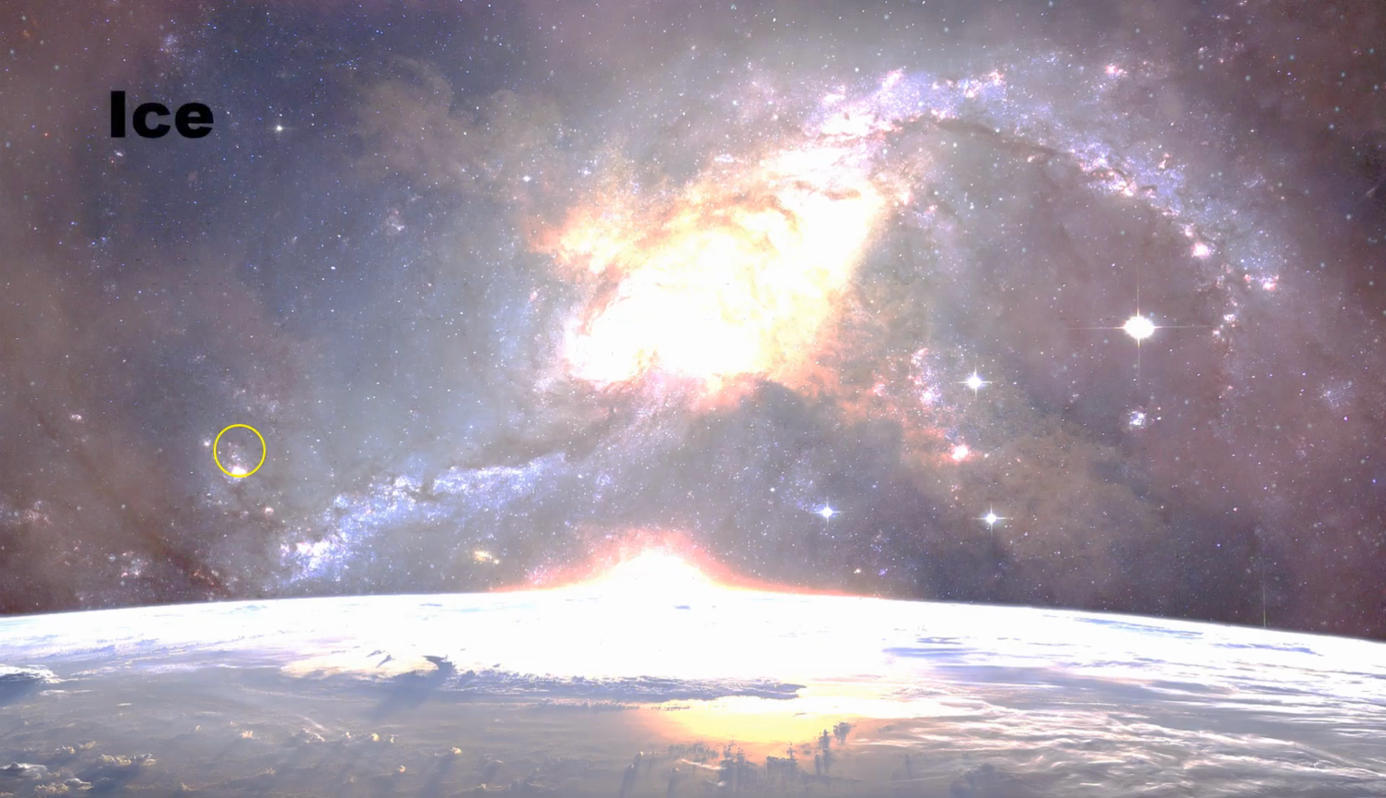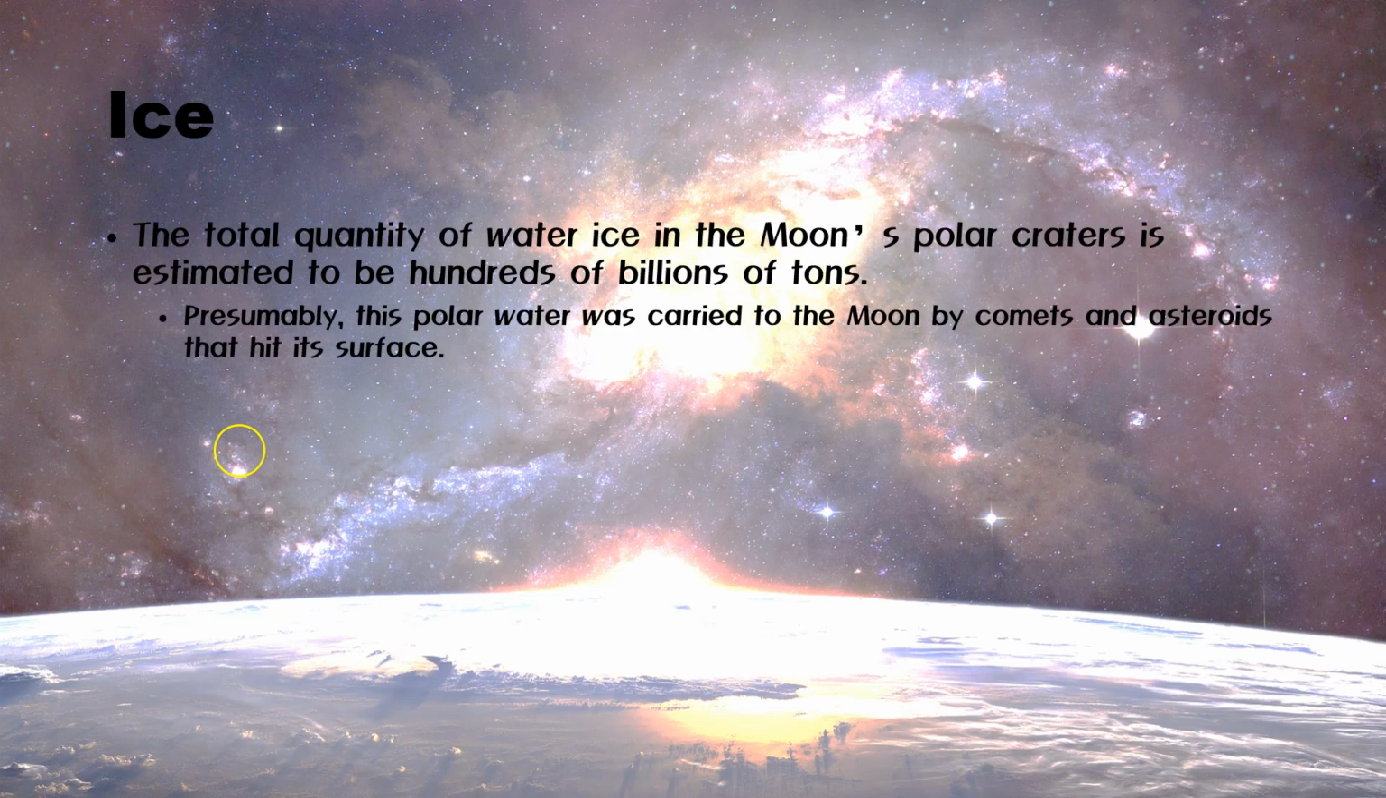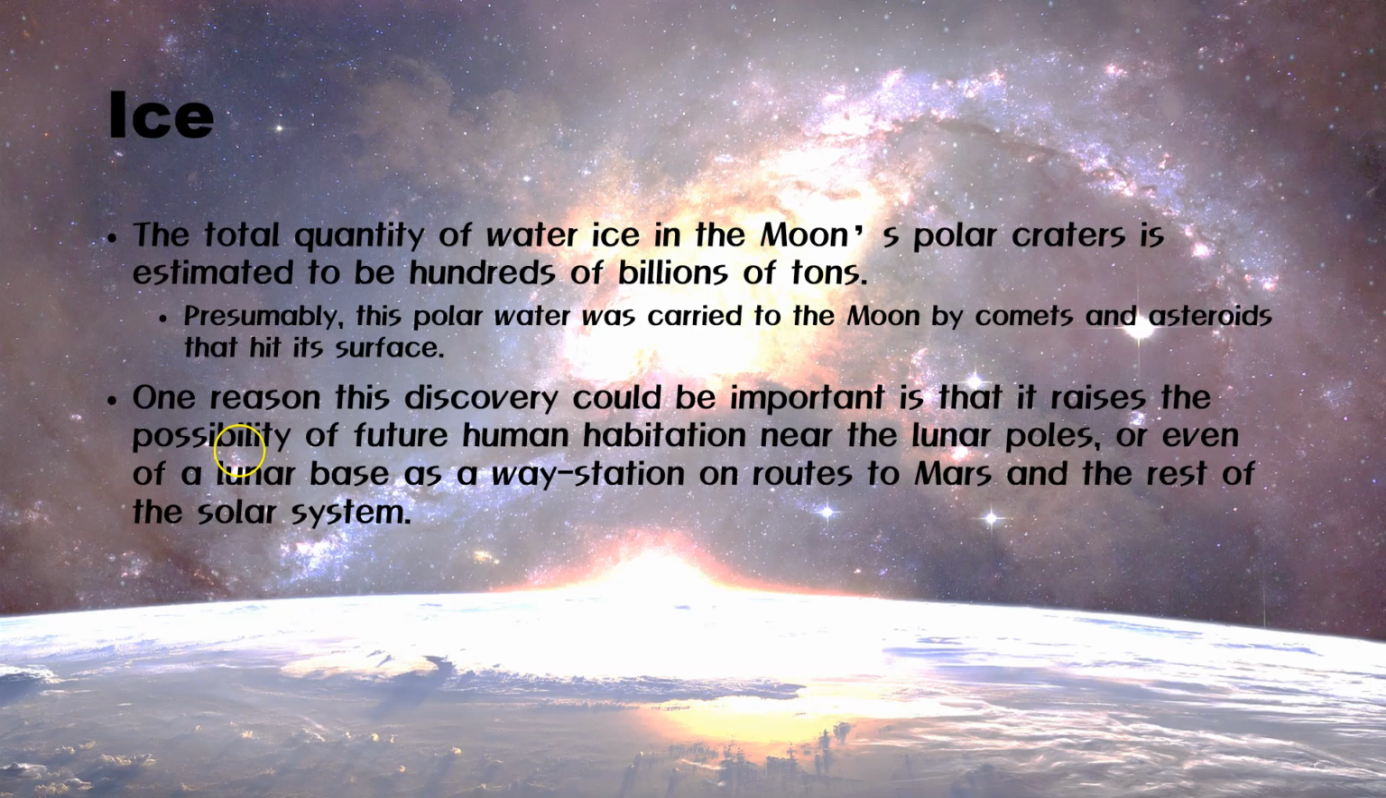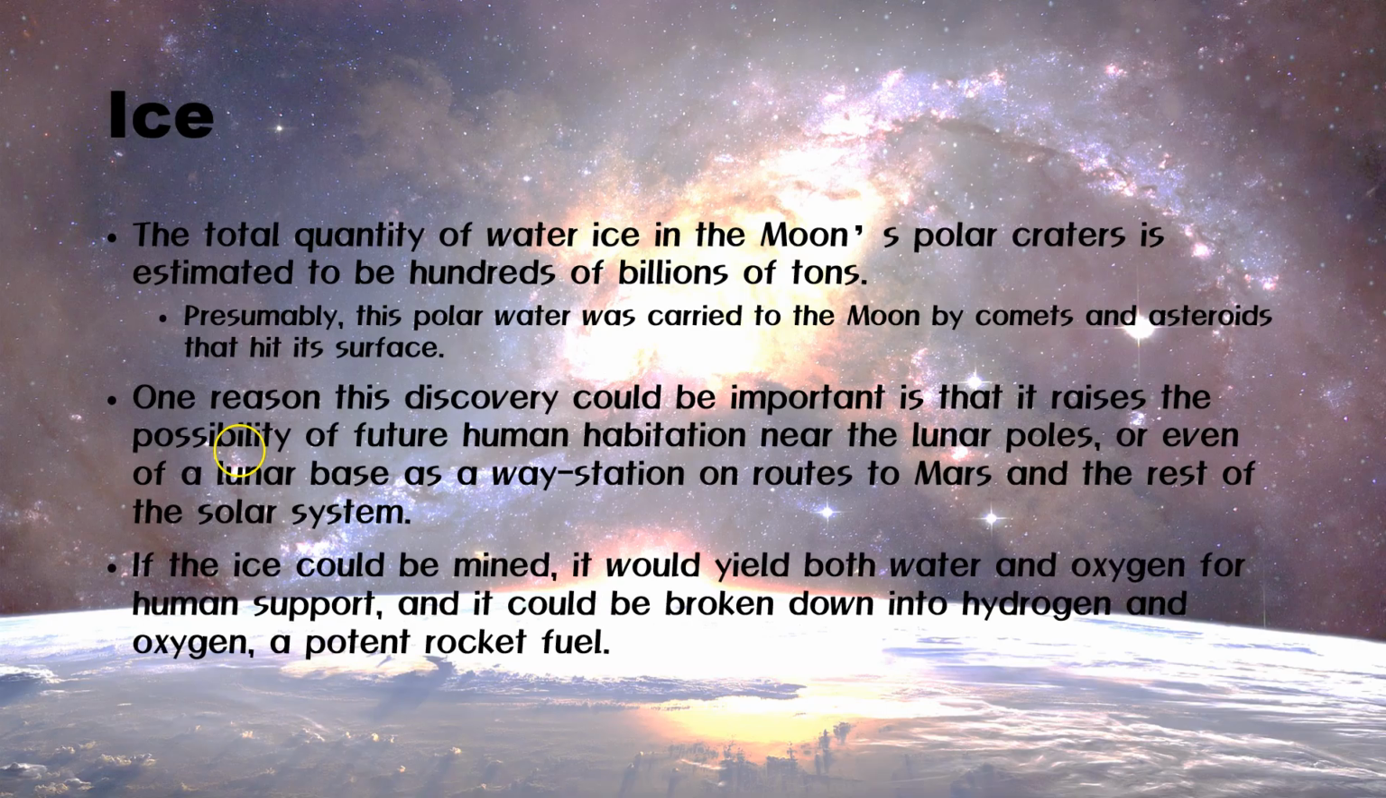So let's talk about that ice just for a second here, because this does have some implications for us. The total quantity of water ice in the Moon's polar craters is estimated to be hundreds of billions of tons. Presumably, this polar water was carried to the Moon by comets and asteroids that hit its surface. One of the reasons why this discovery could be important is that it raises the possibility of future human habitation near the lunar poles, or even of a lunar base as a way station on routes to Mars and the rest of the solar system. If we could mine that ice, it would yield both water and oxygen for human support, and it could be broken down into hydrogen and oxygen, which of course would make for a potent rocket fuel.